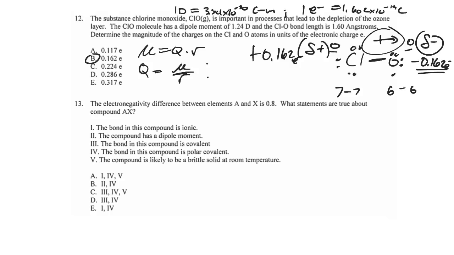So moving on to 13, the electronegativity difference between A and X is 0.8. What statement is true about the compound AX? The bond probably doesn't have a large enough electronegativity difference for the substance to be ionic. I don't even think it's in the book anymore, but if your difference is greater than about 0.4, then generally we classify that as polar. Less than that, generally nonpolar. If you're greater than a difference of about 2, usually we consider that substance to be ionic.